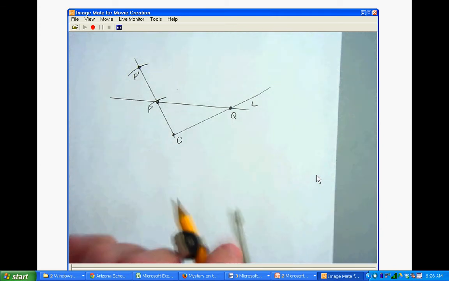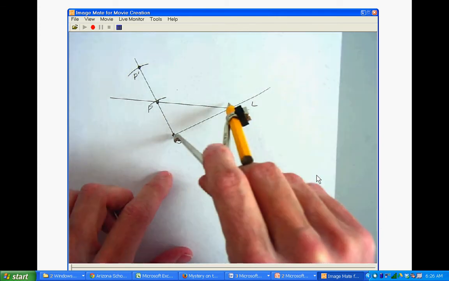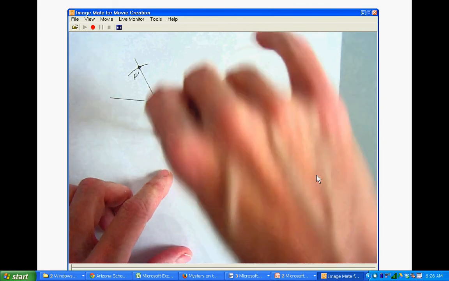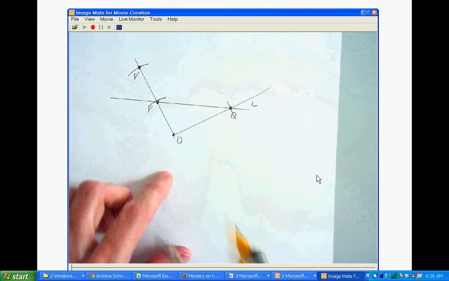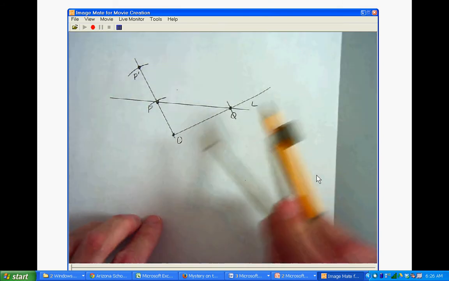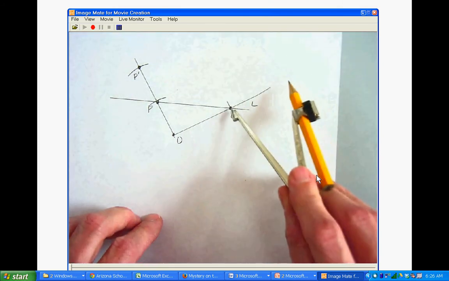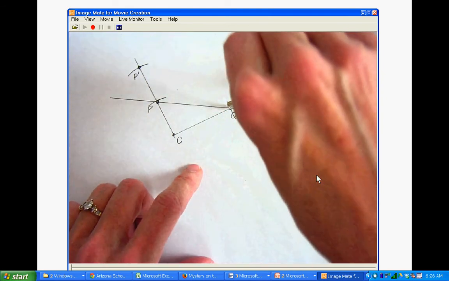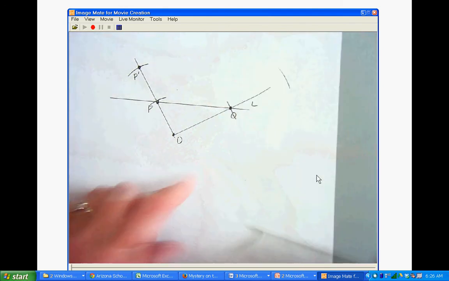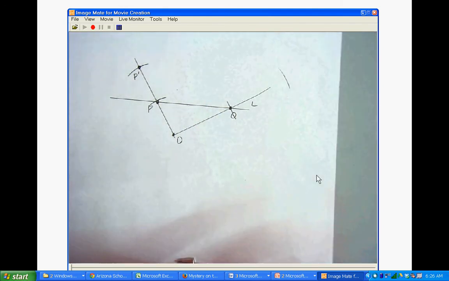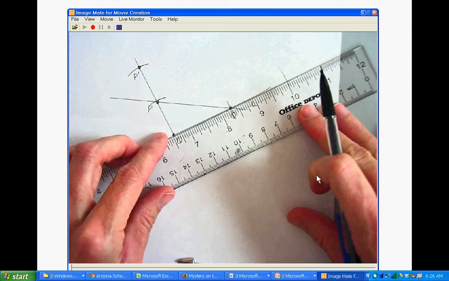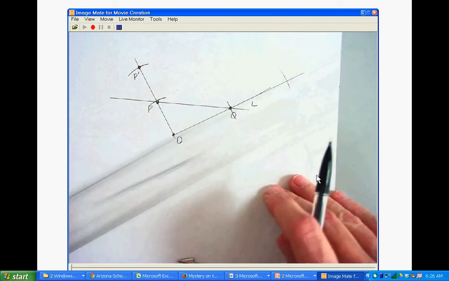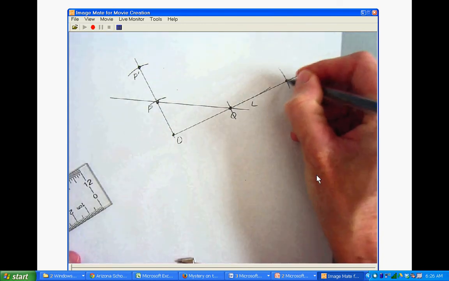And then we're going to go ahead and draw our, holding our point. We're going to draw a line through Q, keeping our point or distance, I'm going to draw another line. And obviously I'm going to have to extend my ray so that when it crosses, this becomes Q prime.